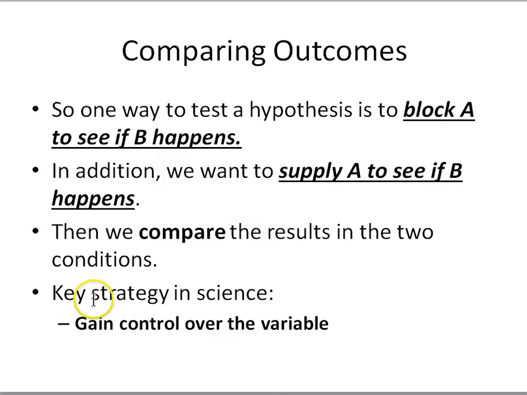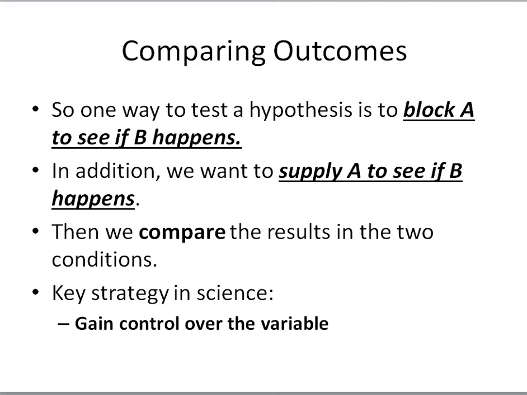And this is the power of science. The basic strategy in science is to gain control over the variables. We're defining now the variable as the factor of interest, the thing that we think is causing something else. In this case, it would be our A, right?